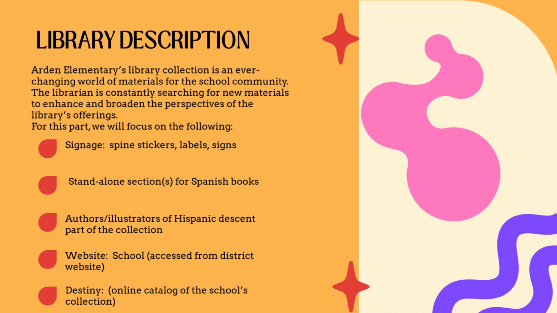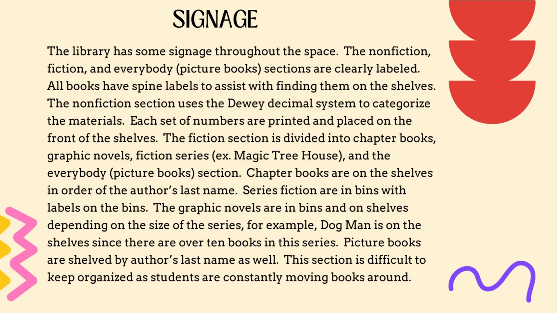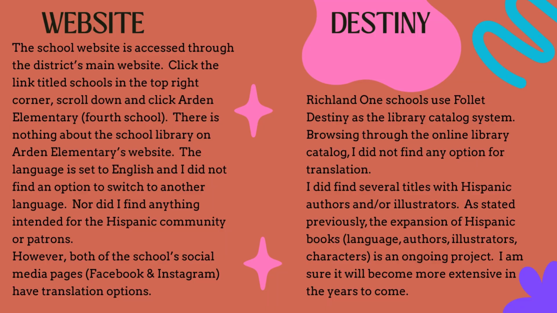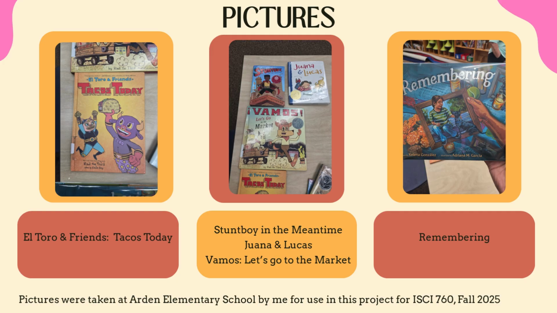And then when we went into part B, we started talking about signage, standalone sections, authors, illustrators, the school website, and also the online catalog, which for Richland 1 schools is Destiny. And so, with signage, remember, she has them labeled and also uses Dewey Decimal for nonfiction, and for pictures, a few pictures of some of the books that she does have on hand and available to students right now.